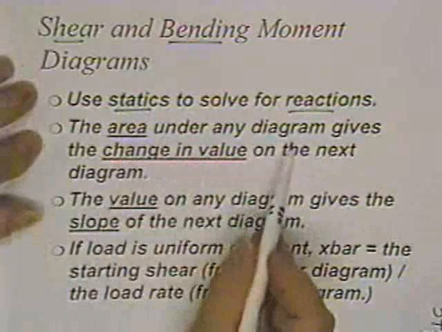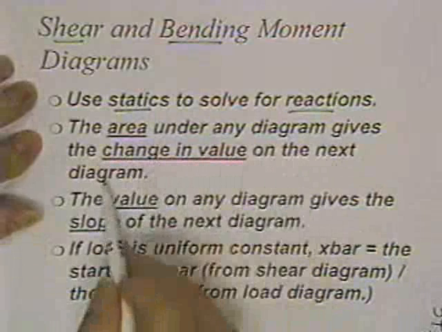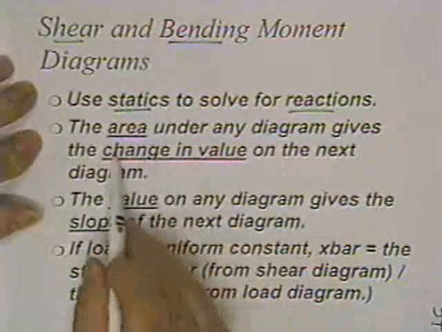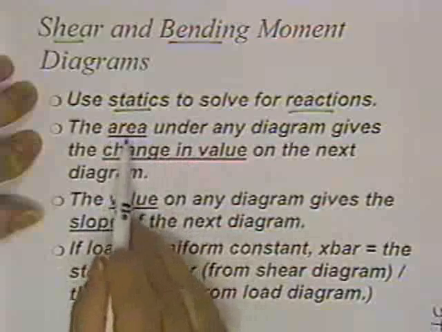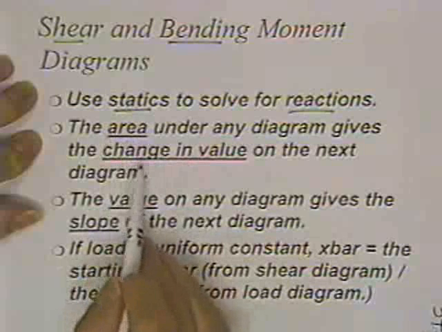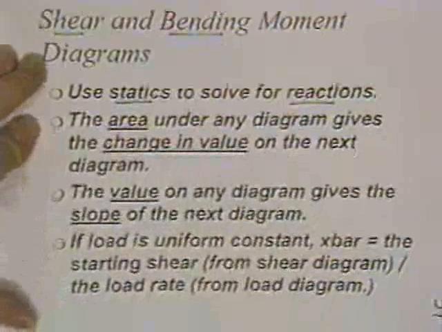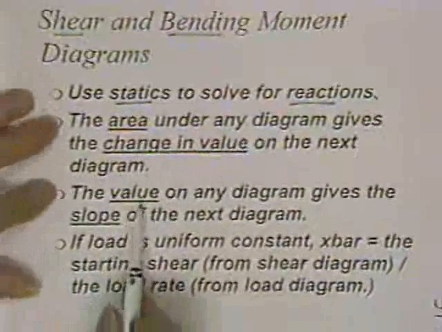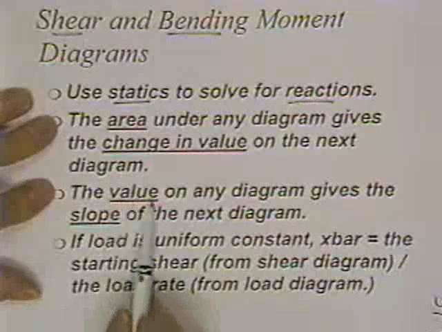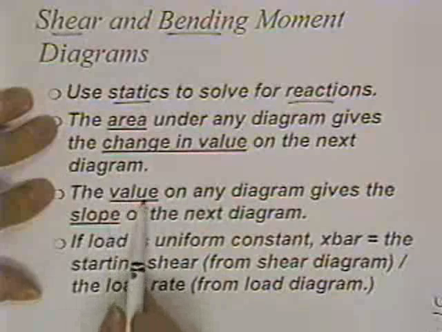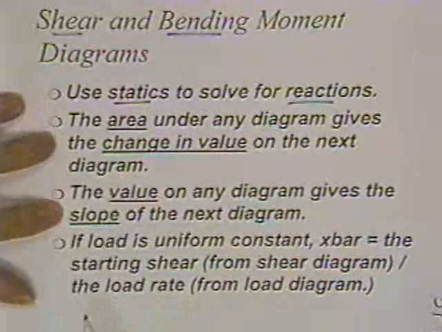The area under any diagram will give you how much the next value changes on the next diagram. You can integrate it, but that's basically what integration says. The area under any curve between any two points tells you how much the next value changes from its original value as you move across the beam. You can also, from the calculus, find that the magnitude on any diagram, how high it is on that diagram, gives you the slope of the next diagram.